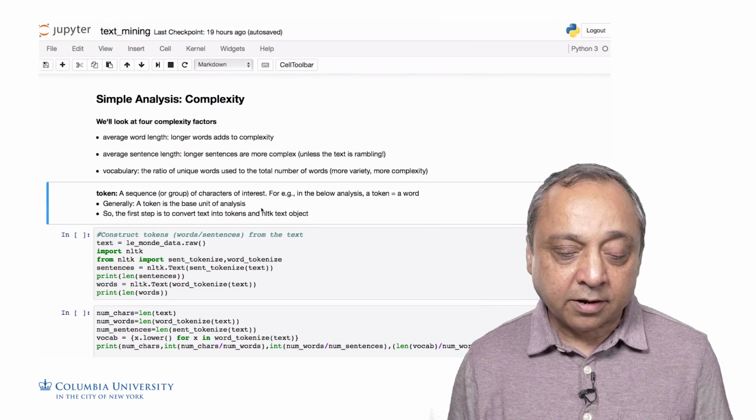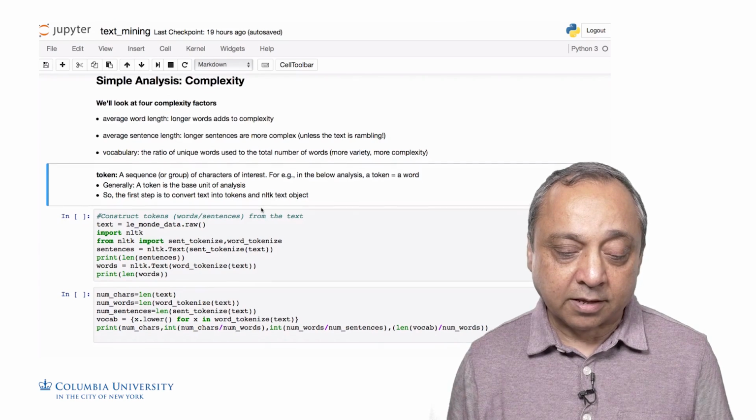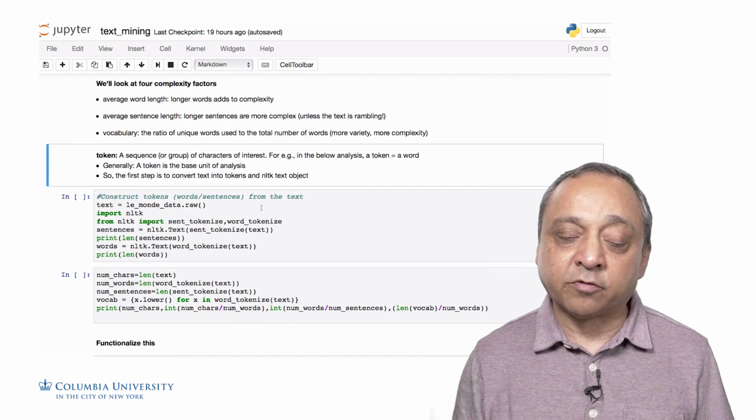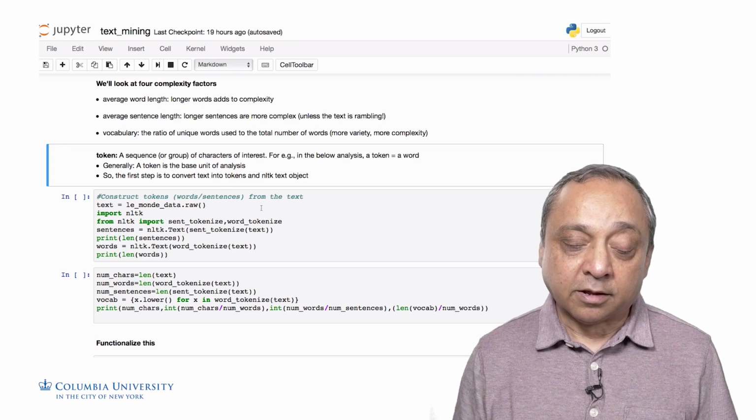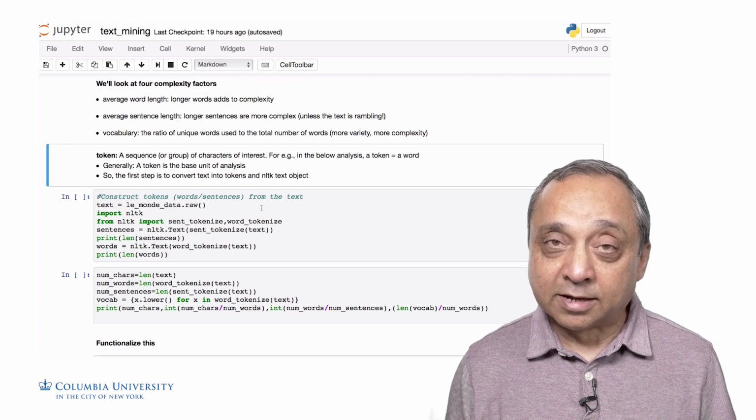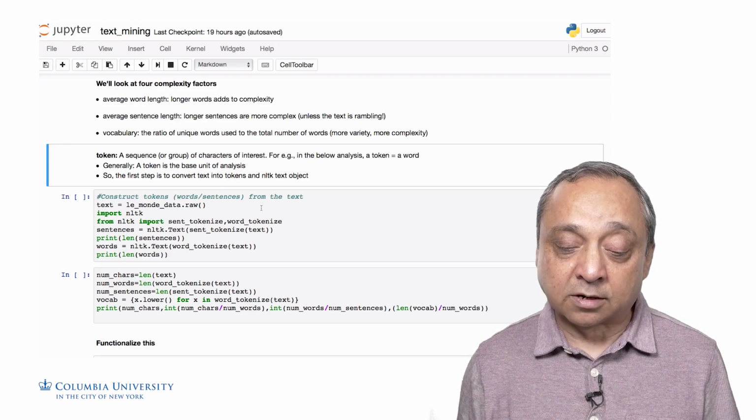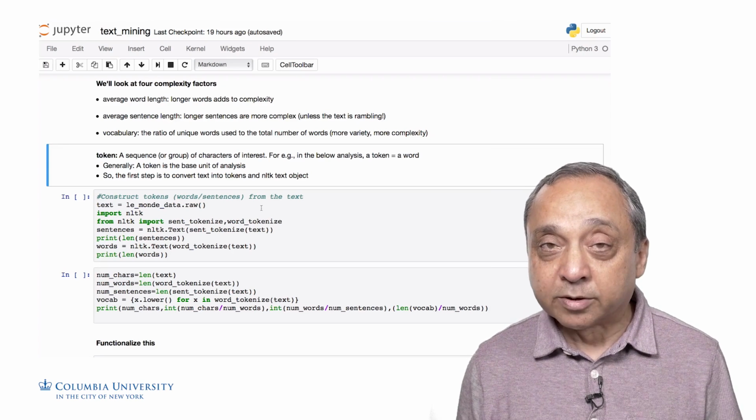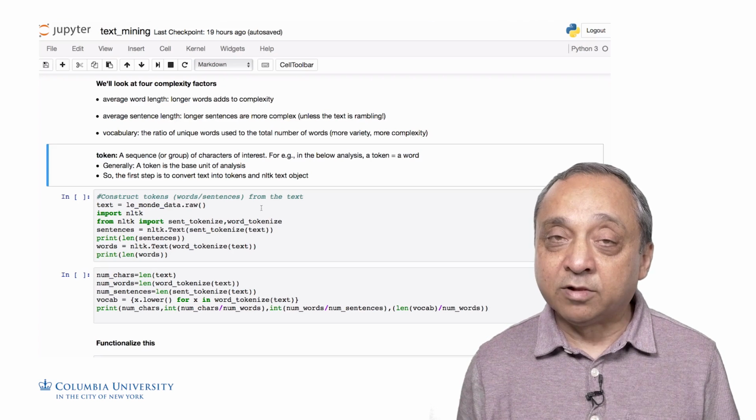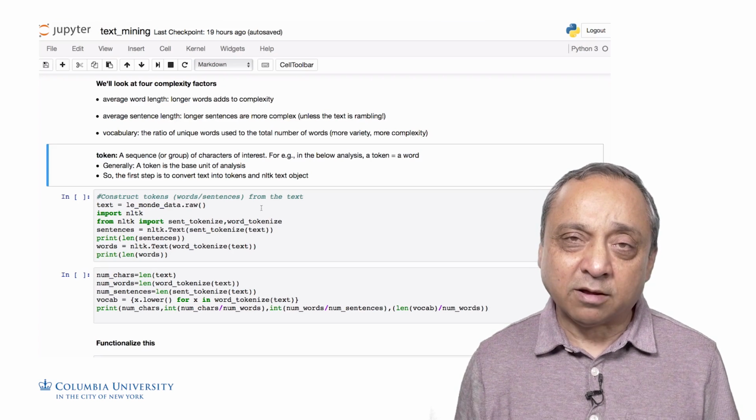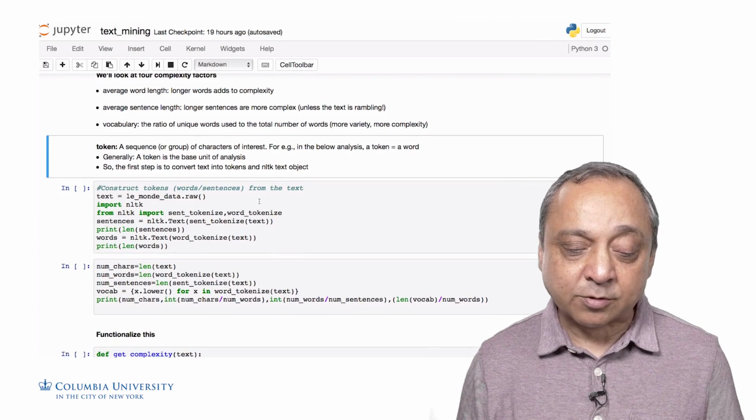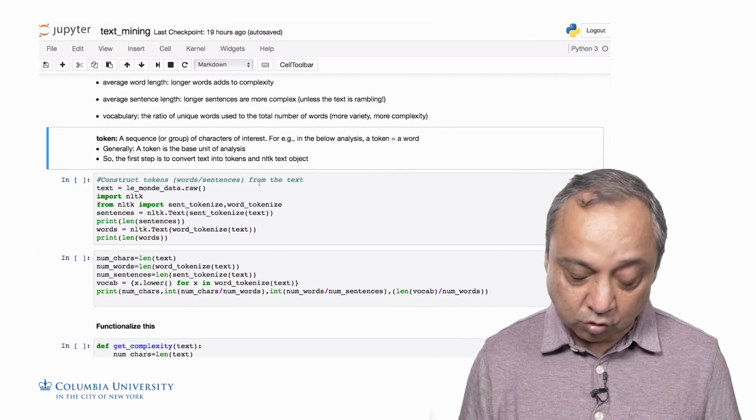So in general, when you're dealing with text mining, you start with the idea of a token. A token is a sequence or a group of characters of interest. For example, we've been using a word as a group of interest, so a word is our token. But it could be a sentence, or it could be a document. It just depends on what level you want to do the analysis. But generally, a word is not a bad way to look at it. So the first step is always to convert stuff into tokens.